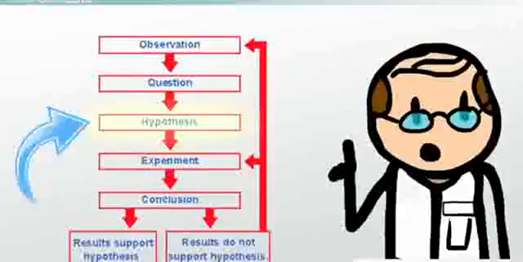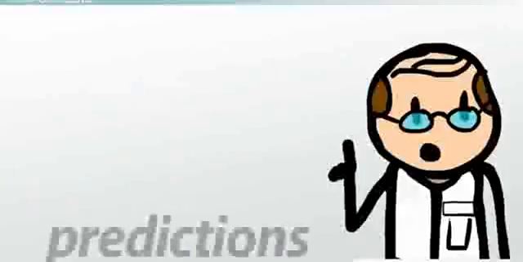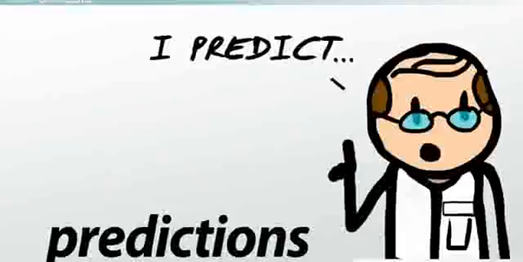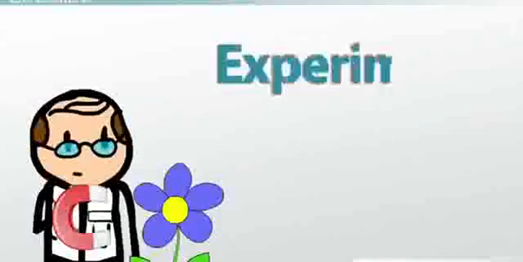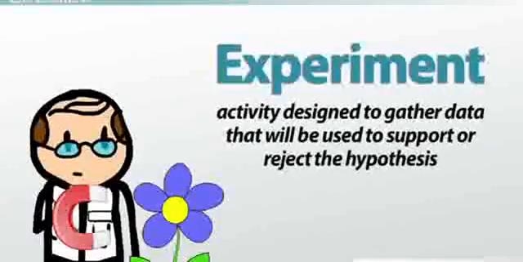Once the hypothesis is created, scientists make predictions about what should happen if the hypothesis is found valid and therefore supported, and also what should happen if the hypothesis is not valid and is rejected. Conducting an experiment is the fourth step in the scientific method. An experiment is an activity designed to gather data that will be used to support or reject the hypothesis.